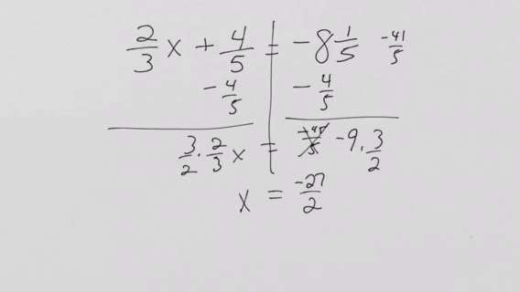So that is how we do multi-step equations with rational numbers.